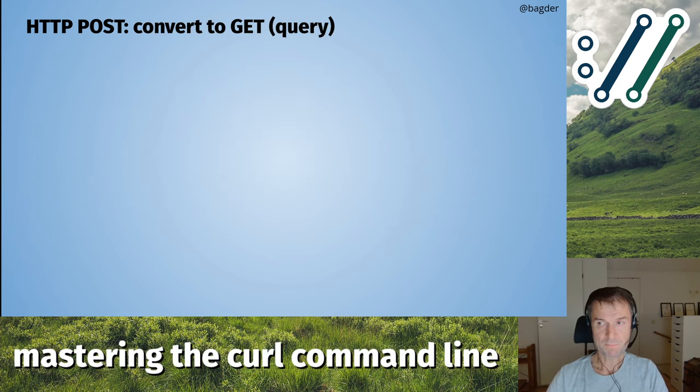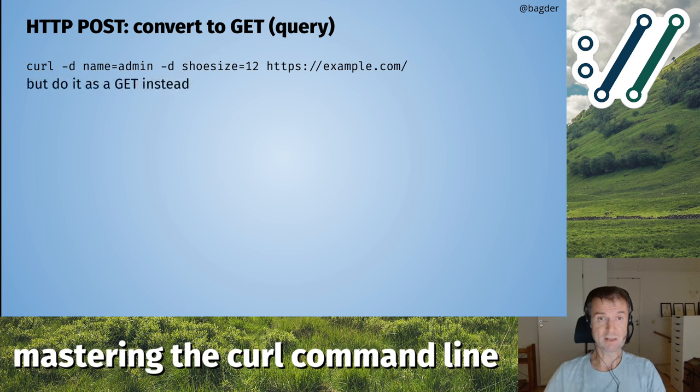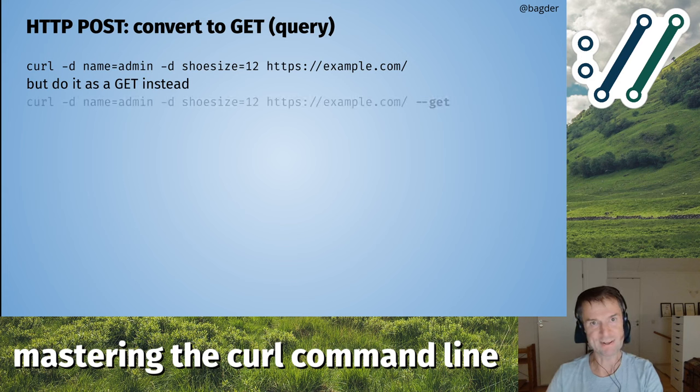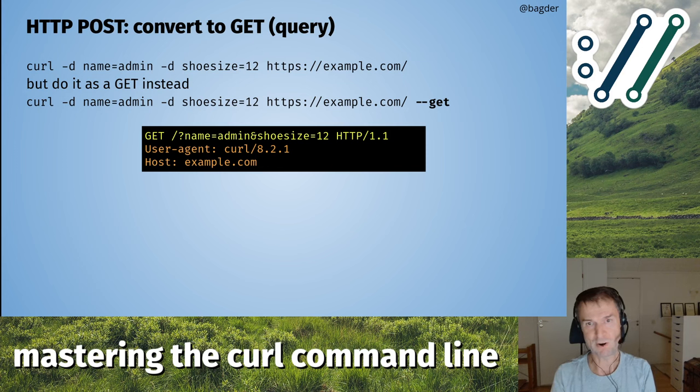You can also create everything for a post and then convert it to a GET. This is super crazy. But if you do it like this, you want to send a post with the admin and shoe size. This is an example I used from before, right? But convert it into a GET and put that data, instead of doing a post, as a query part in the URL. So basically you add dash dash get and it'll then use that as a query part in the URL and make a GET instead. The request will look like this. It's a super crazy thing. Basically, don't make it a post, get the data and convert it into query parts instead, and make it a GET with that query.